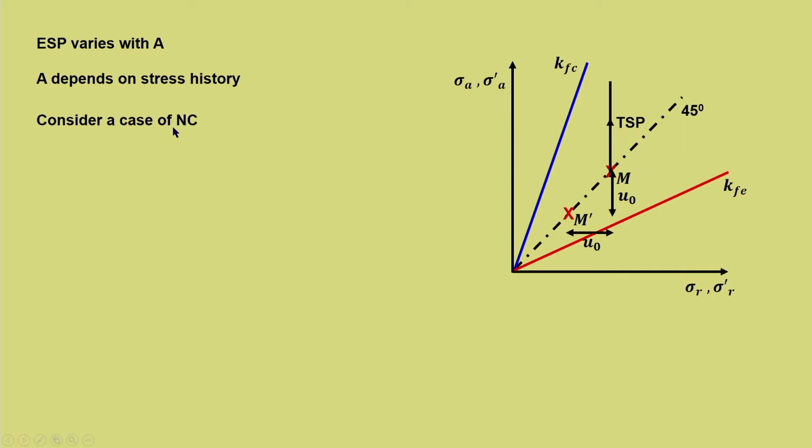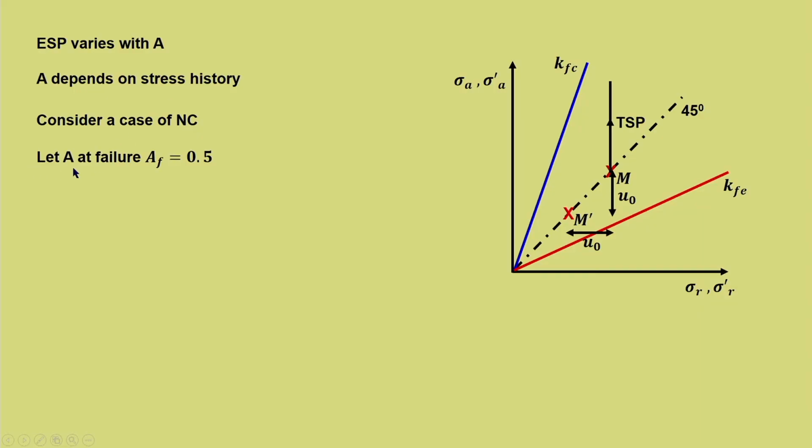Now, consider a case of normally consolidated, because once we have stress history coming into picture, let us first see what happens for NC. Now, let A at failure, AF is equal to 0.5, is approximate value for NC, this we know. If A is considered constant, then ESP will be a straight line. So, we have an expression in terms of A. Now, let us say that we assume that A is constant and we take the final A value. This also we have seen, A value at failure, that is AF. Now, let us say AF is equal to 0.5 for NC. Then we approximate it by a straight line.